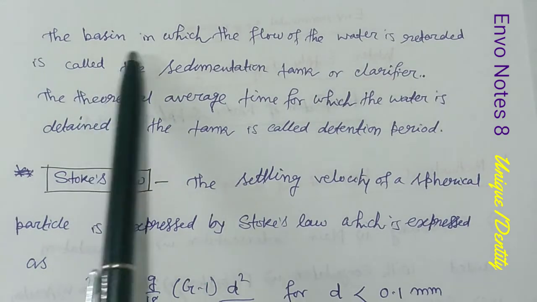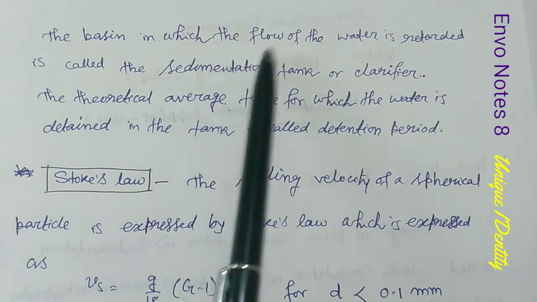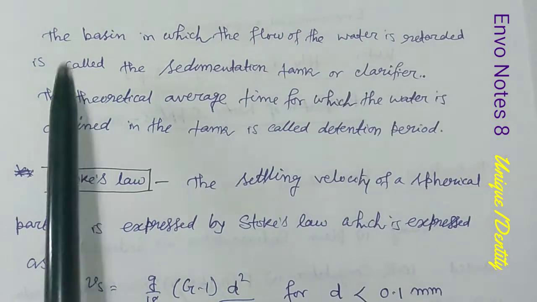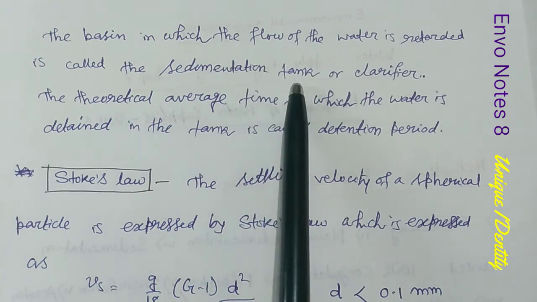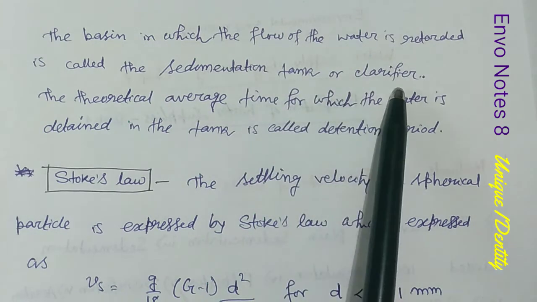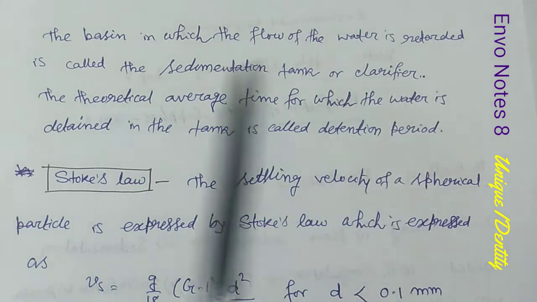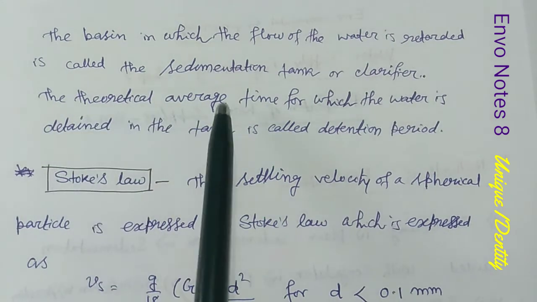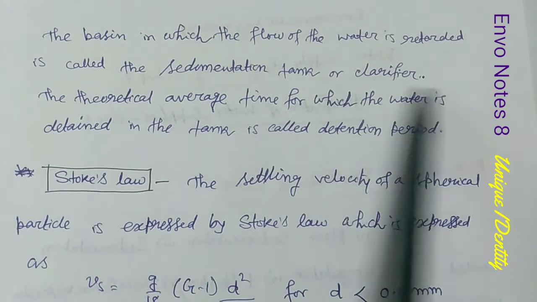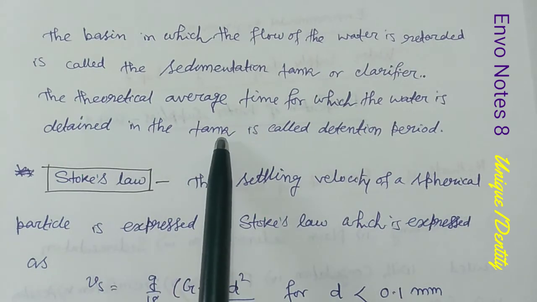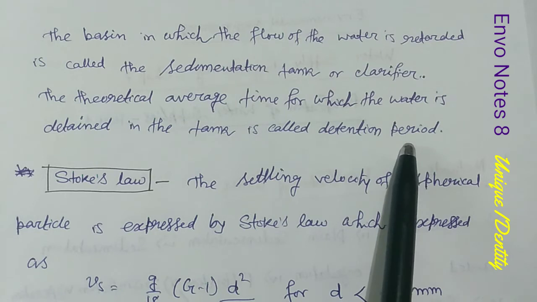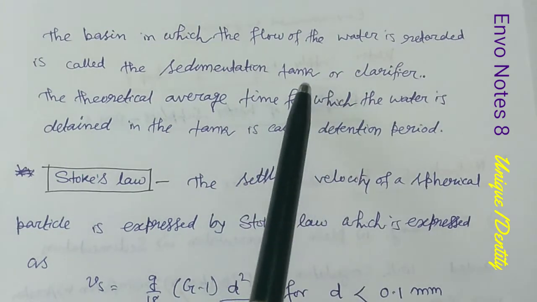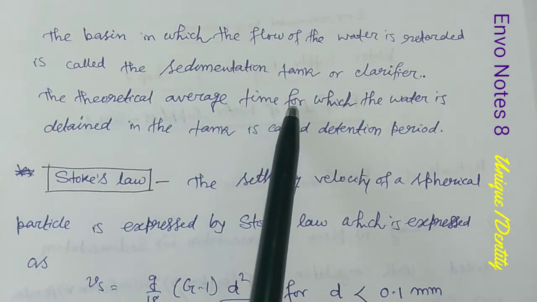Now listen, the basin in which the flow of the water is retarded is called the sedimentation tank or sedimentation basin or settling tank or clarifier. Okay. The theoretical average time for which the water is detained in the tank or the basin is called the detention period. Okay. I am giving you this definition because things will be more clear to you.